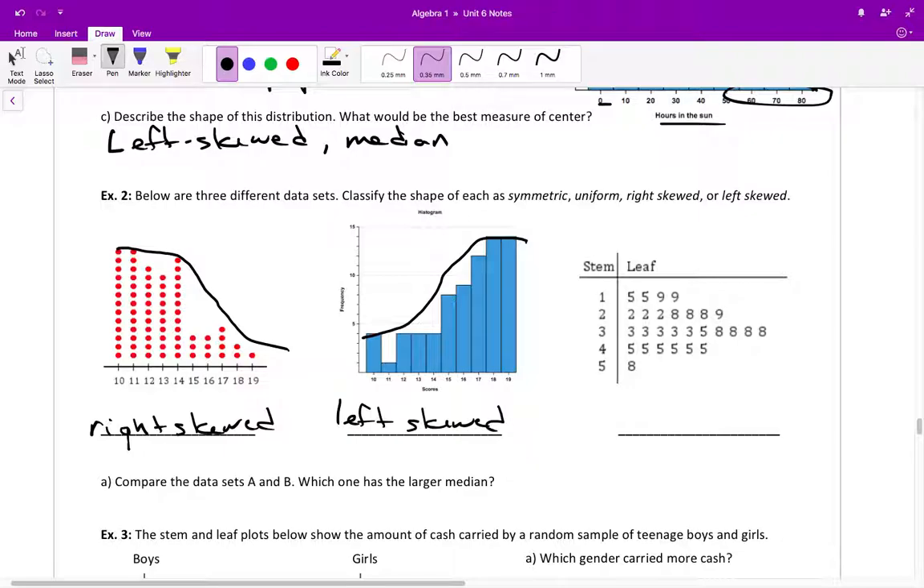Now this last one is kind of tough. You have to look at it almost sideways, to where it looks like it's got a peak in the middle and then kind of goes down. It really doesn't look like it's tailing off in either direction. I would say that this one is most closely symmetrical.